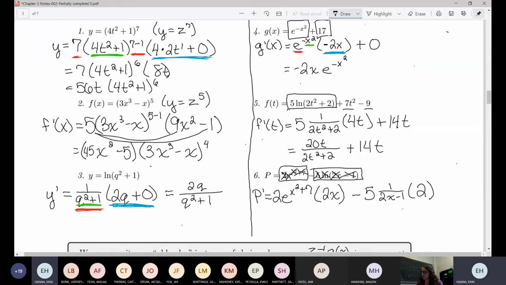So we've taken care of the 2x and the minus 1, so we're done with all of the pieces in that chain rule as well. If you would like, you can simplify this a little bit. You could multiply that 2 and the 2x to get 4x e to the x squared plus 7. And you can multiply the 5 and the 2 to get 10 over 2x minus 1. But again, if you stopped here, that's perfectly fine. You can totally stop there and that'll be acceptable.